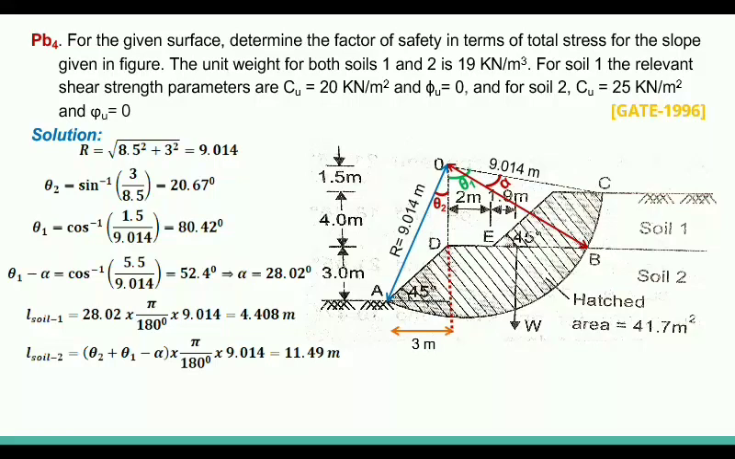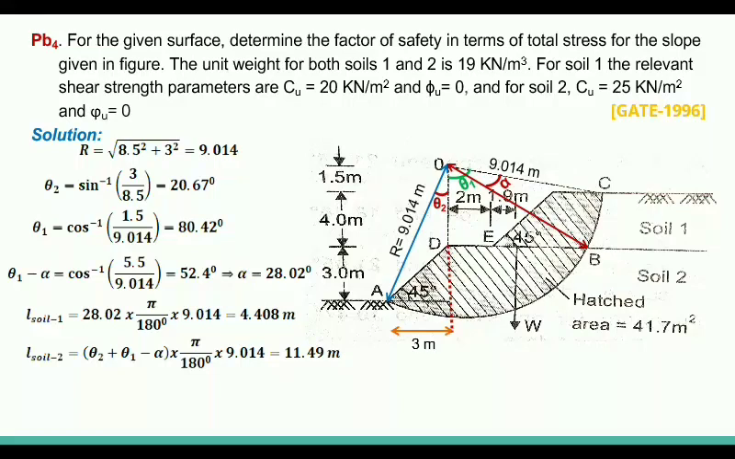But see, for the length of soil 2, the angle is AOB, so you can write theta 2 plus theta 1 minus alpha. That is angle AOB, into the radius. So we can write 9.014.